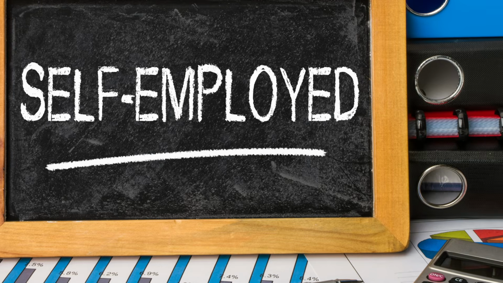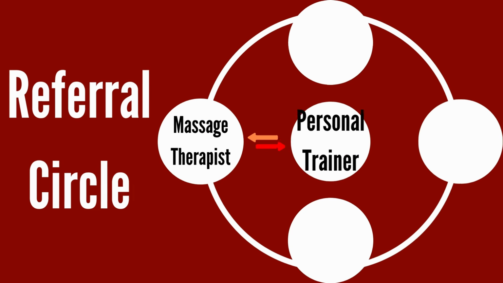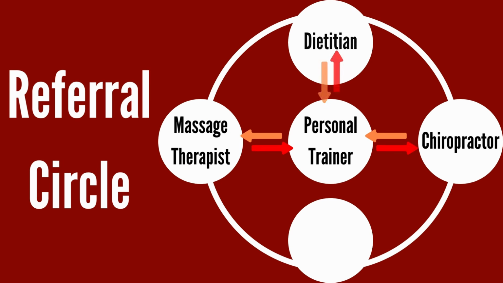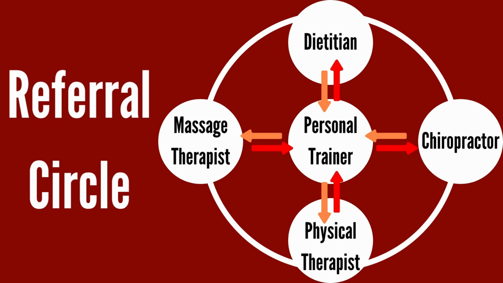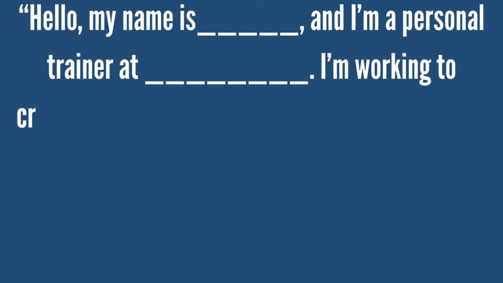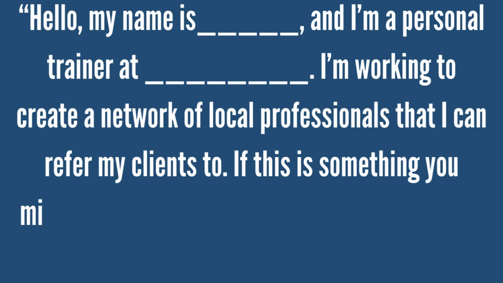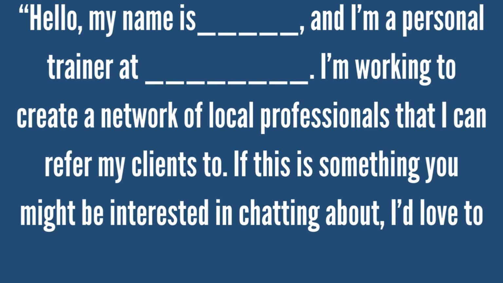Now, if you work in a typical gym or for yourself, there's another way to do local outreach. In fact, if you are self-employed, you'll almost exclusively have to rely upon this method. I'm talking about building a networking referral circle. Find a local massage therapist, a local chiropractor, dietitian, physical therapist, and start networking. In an email or phone call to any of these professionals, say something like, "Hi, my name is blank, and I'm a personal trainer at blank. I'm working to create a network of local professionals that I can refer my clients to. If this is something that you might be interested in chatting about, I'd love to meet and discuss how we could work together. Thank you for your time, your name."